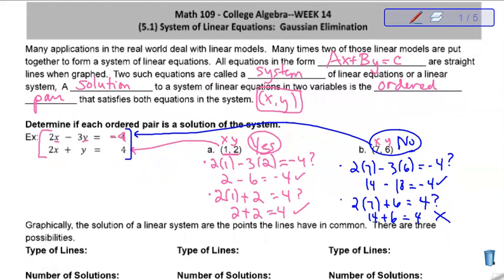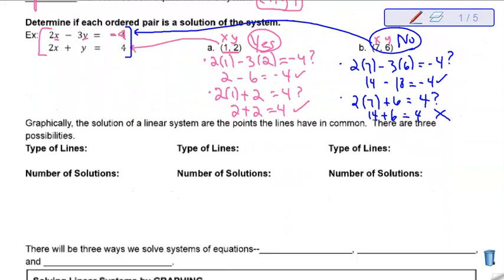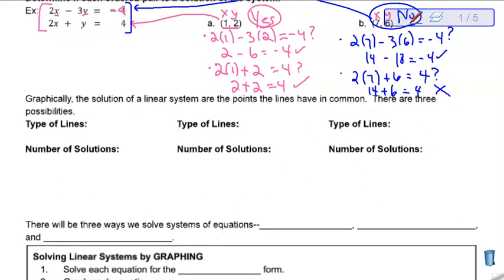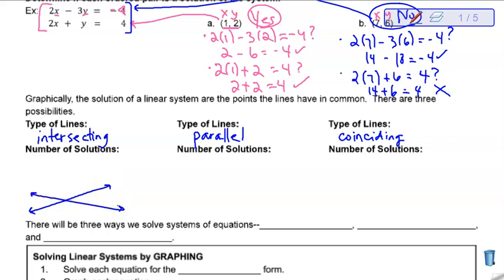Now, what does it mean for the point to work on both of them? Let's visually look at what we're doing when we have two lines here. Graphically, what do we know about systems? There are three possibilities. One we call intersecting. The second would be parallel lines. And the third would be what we call coinciding lines. Now, what are intersecting lines? Those are defined to be two lines that cross. So there are two intersecting lines.